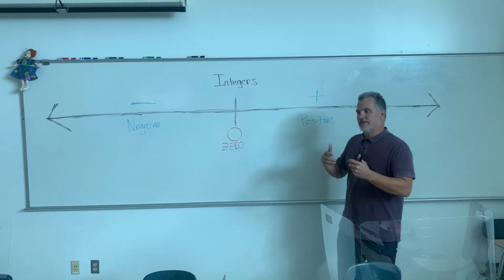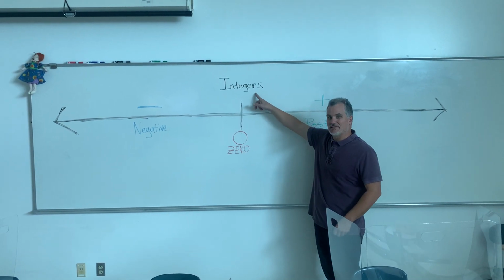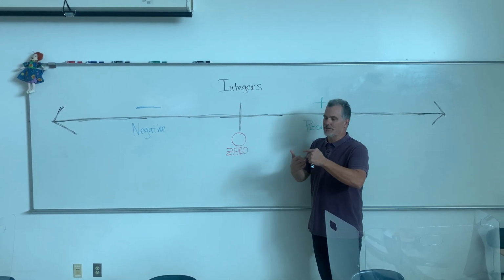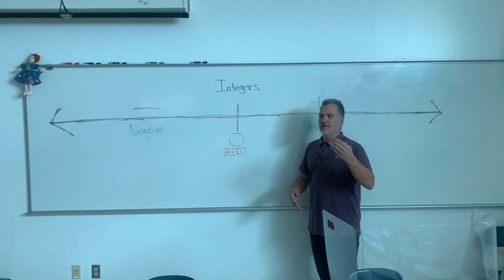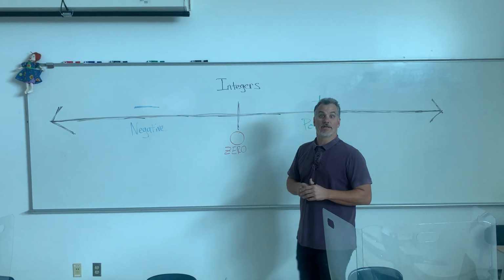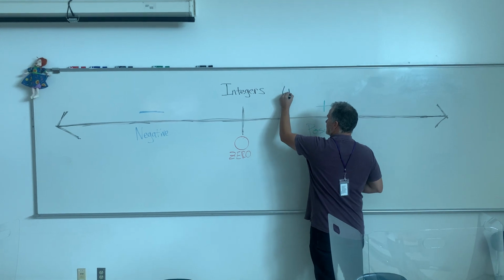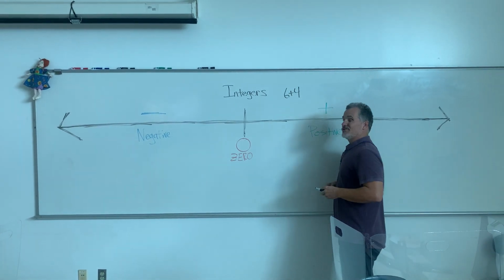Guys, you've been dealing with integers. Remember, integer is just a fancy math word for any positive or negative whole number. 1, 2, 3, 4, 5, etc. -1, -2, -3, -4, -5. So if we look at a couple of problems, you've done this problem, 6 plus 4. And we should have done that, right?